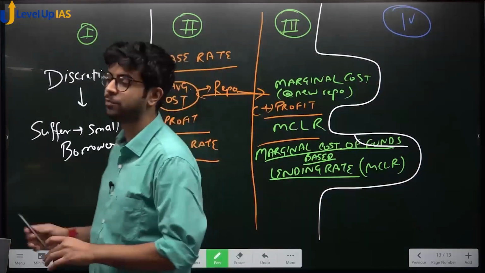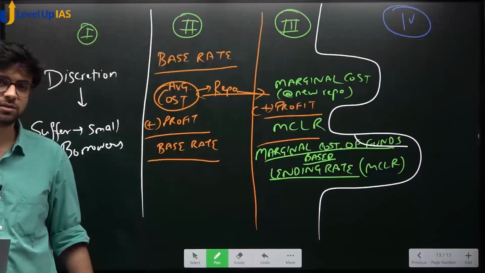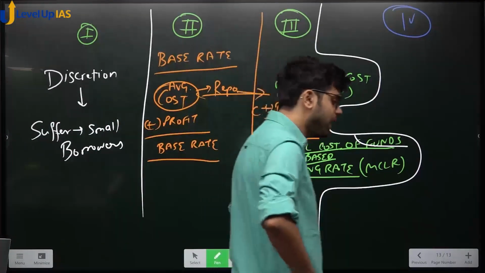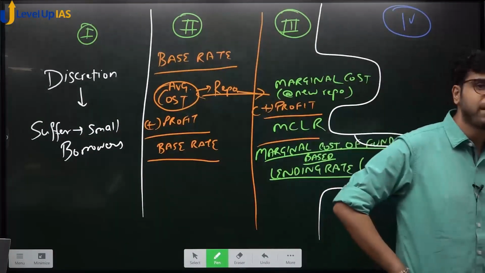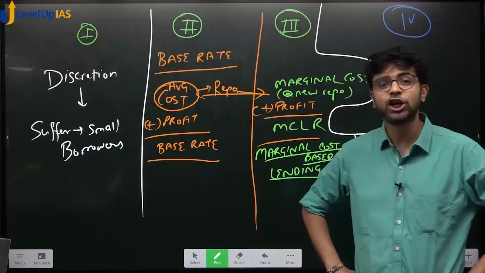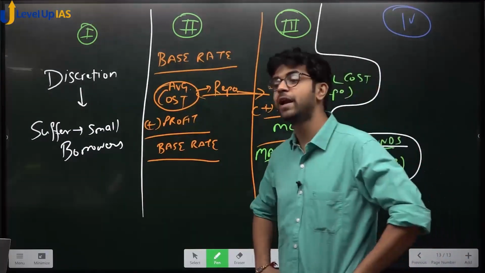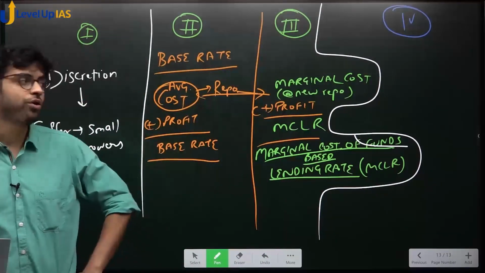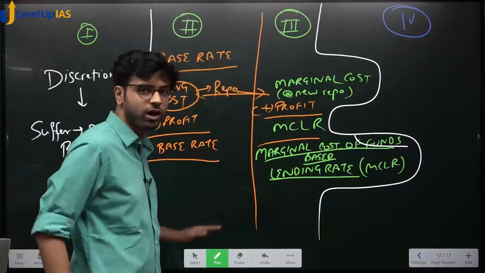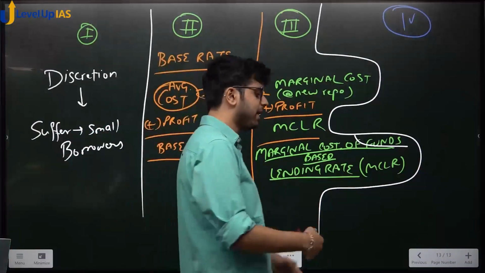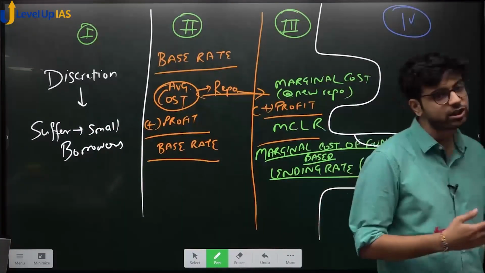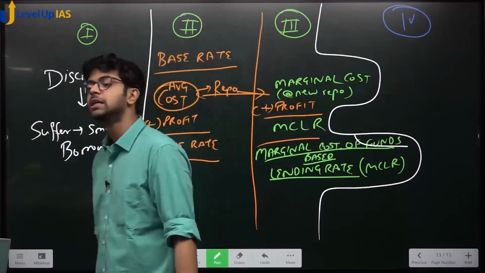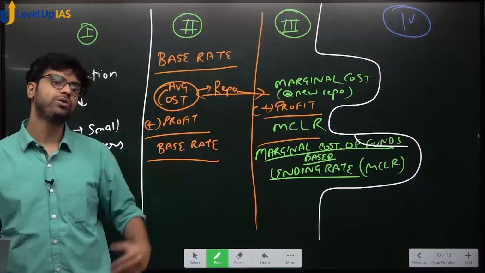What do you mean by monetary policy transmission? It is the effect of repo rate changes on the final loan rate which is being given to the consumer. So if tomorrow RBI reduces the repo rate, is the benefit of the reduction passed on to the consumer?